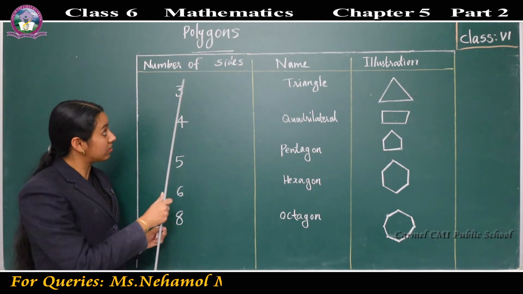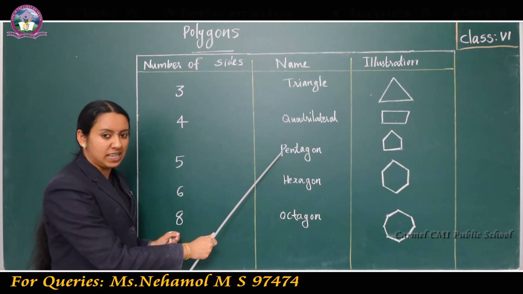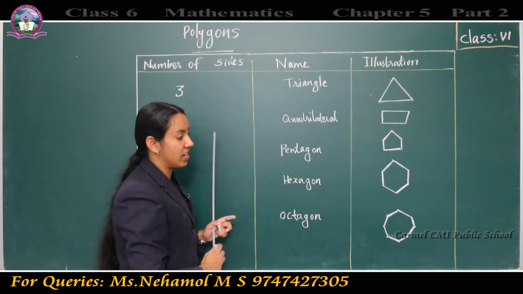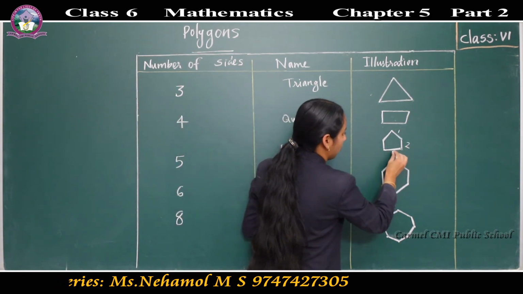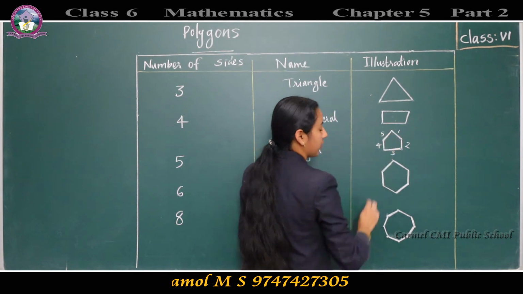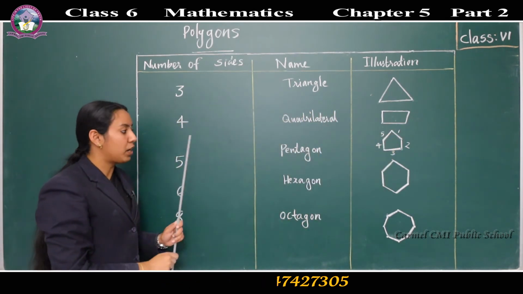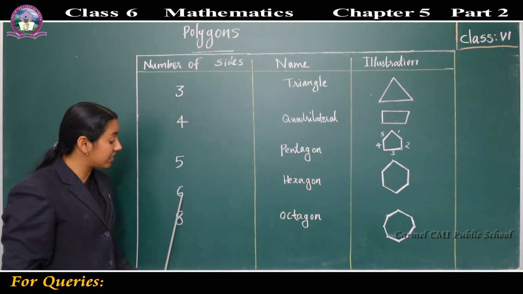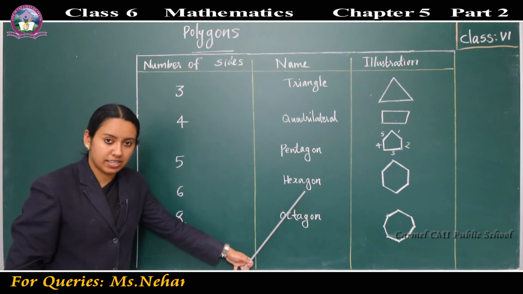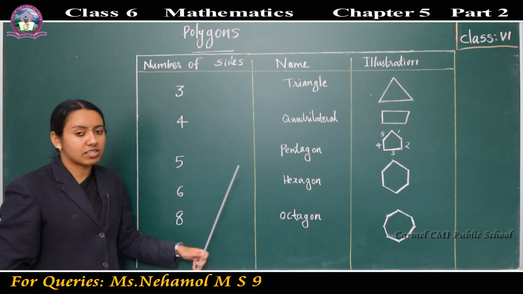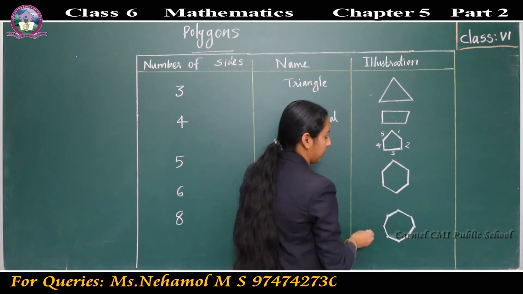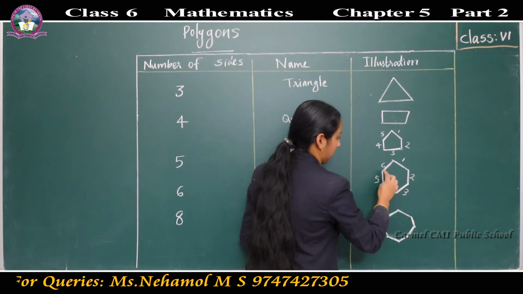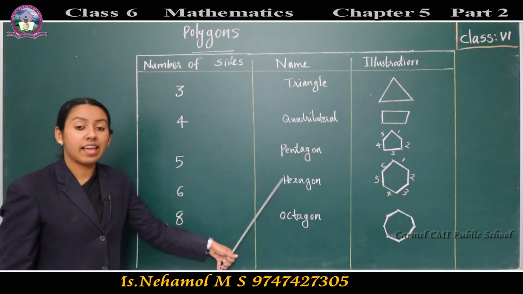Then five sides. If the number of sides is 5, it is known as pentagon. This is a pentagon: 1, 2, 3, 4, 5. Five sides are there. Then next one, hexagon. A polygon having six sides is known as hexagon. Consider the figure: 1, 2, 3, 4, 5, 6. Six sides are there, so it is a hexagon.